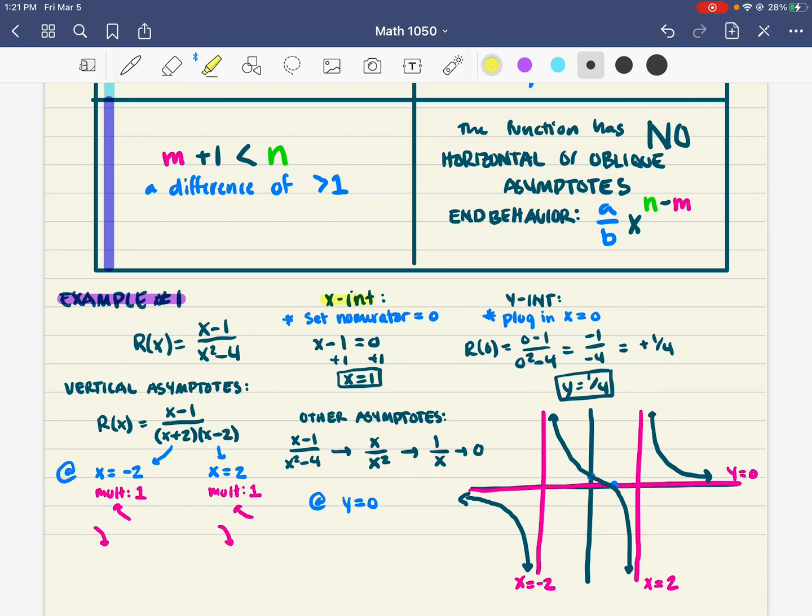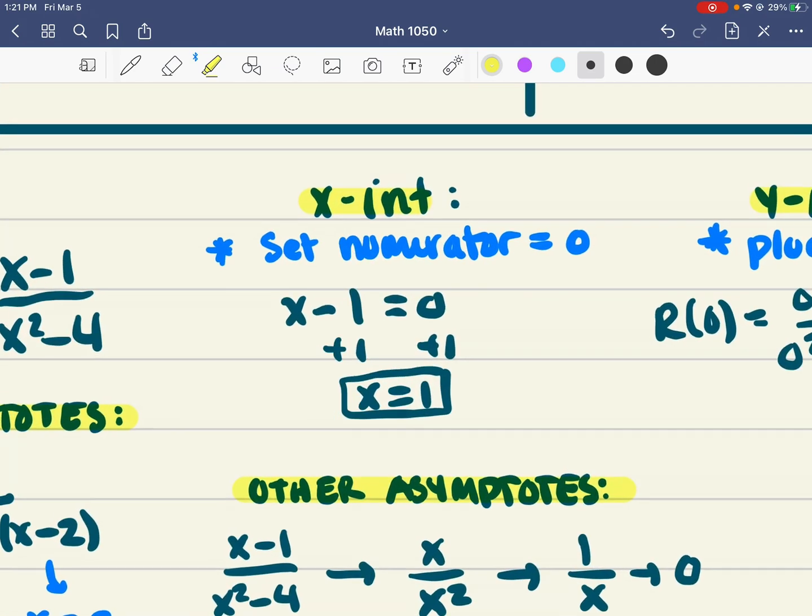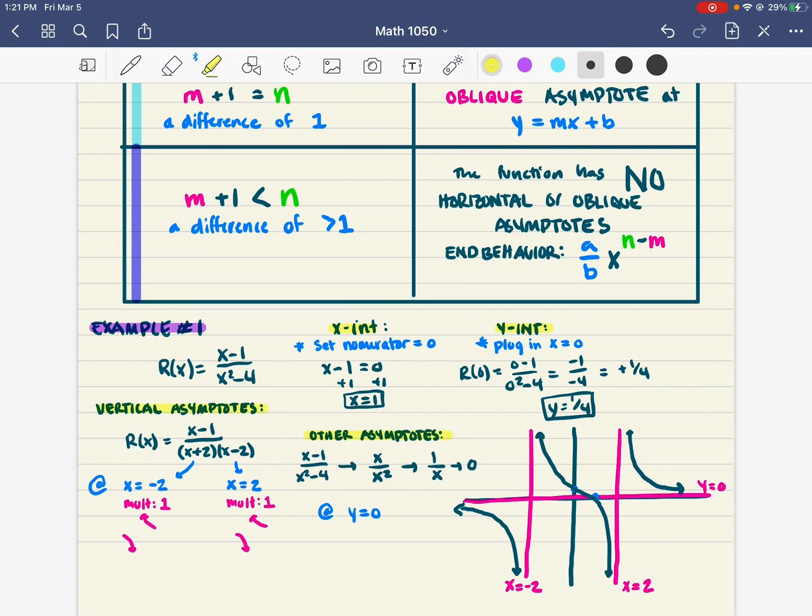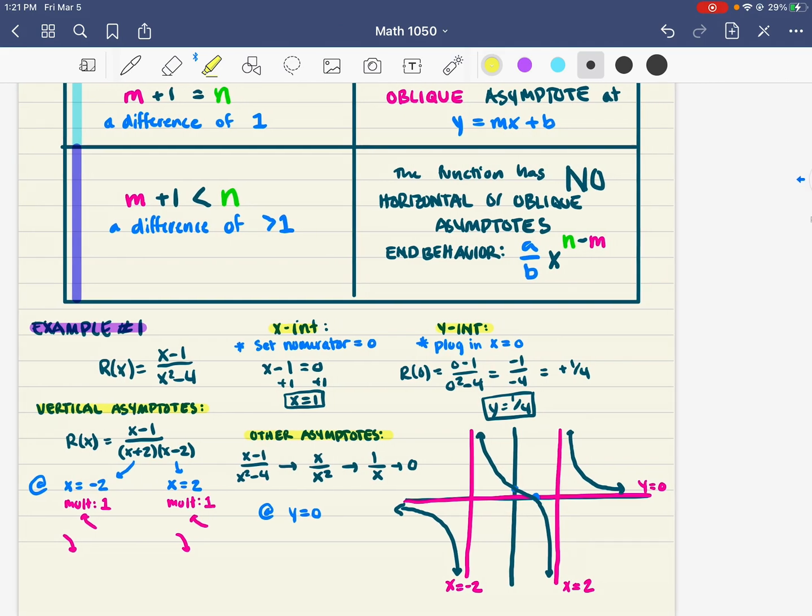This is going to be our process for every one of these. We're going to find x and y intercepts, and then both kinds of asymptotes, vertical and horizontal or oblique. And multiplicity matters for vertical asymptotes and also x-intercepts. It'll just help you get an idea of what the graph looks like. So that's our first example.